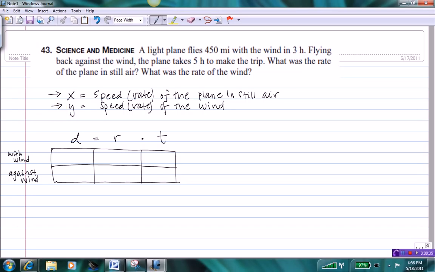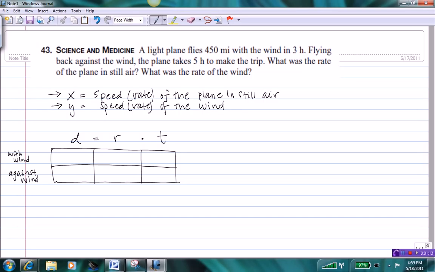Now, when I read this problem, I notice that I really have three quantities at work here. I have a distance, I have a time, and I have a rate that's in question. So I have created this little chart down here to help me organize the information. And it's based on the distance equals rate times time formula, since those are the three quantities that my problem is related to. Notice how each column represents the distance, the rate, and the time, and then the first row represents the trip with the wind, and the second row represents the trip of the plane against the wind.